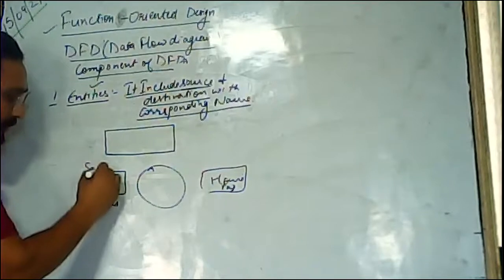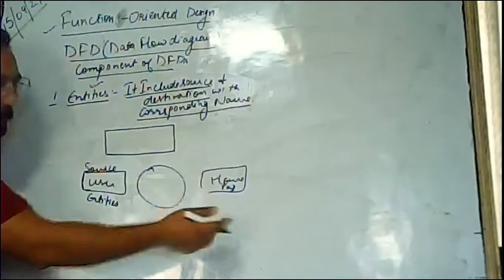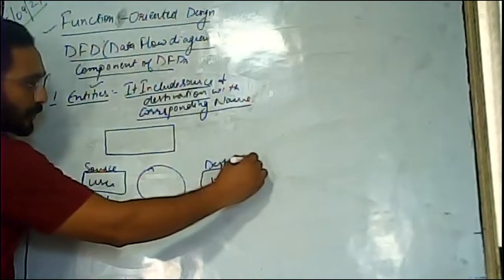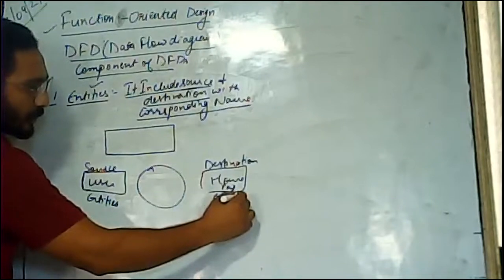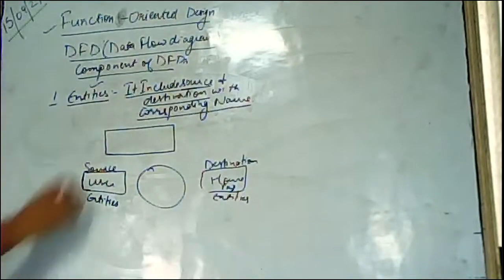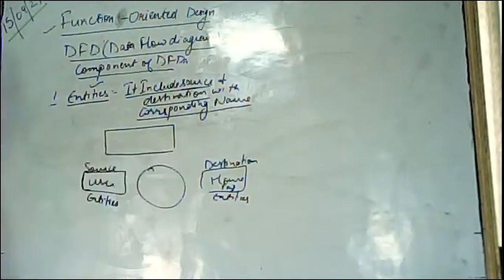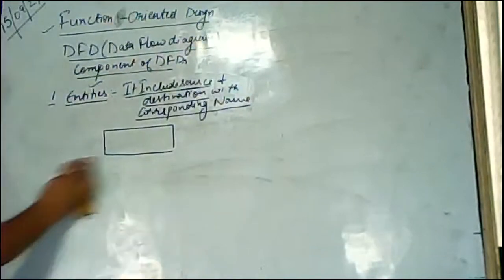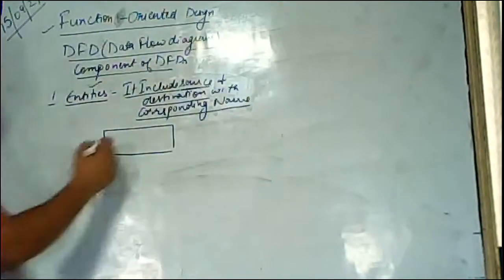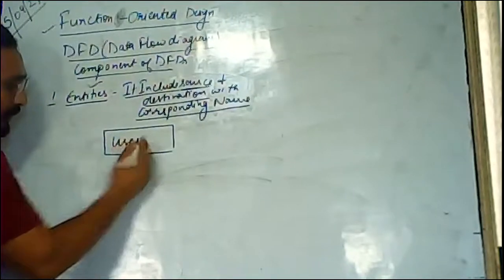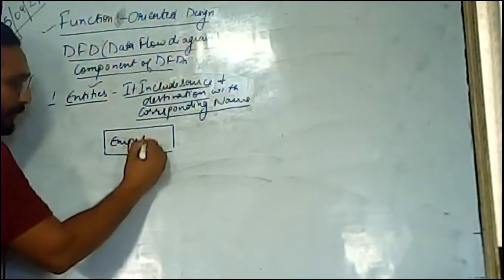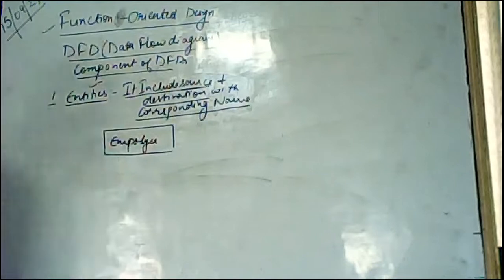This is your source entity. And what next output will be generated? That is your destination. It is represented as a rectangle. It includes source and destination with their corresponding name. Like I will give here a user, this is the name of the entity. If it is employer, it is the name of that entity. The same way we will label each and every entity.